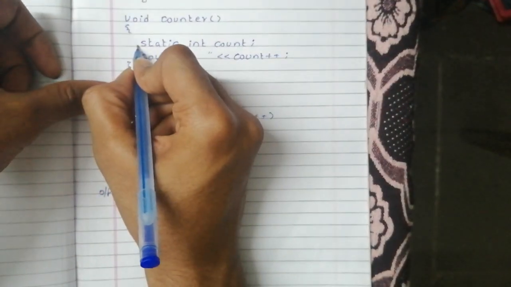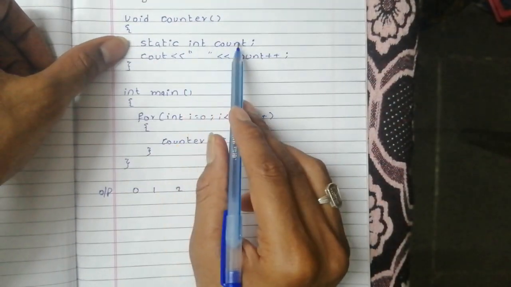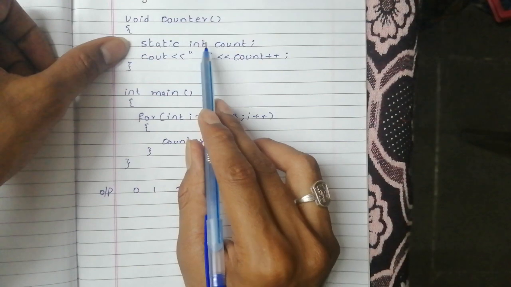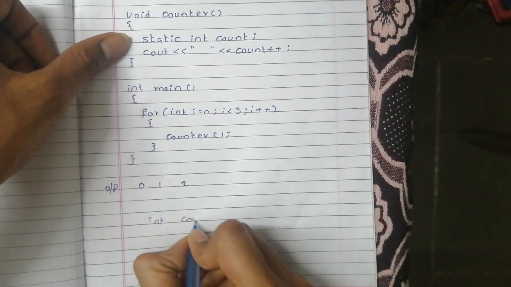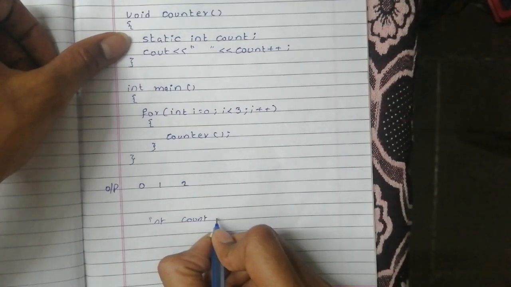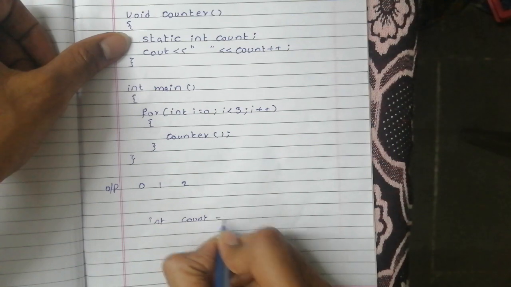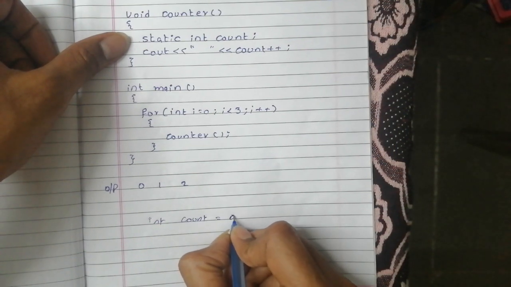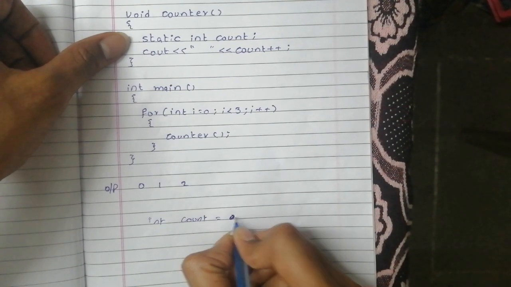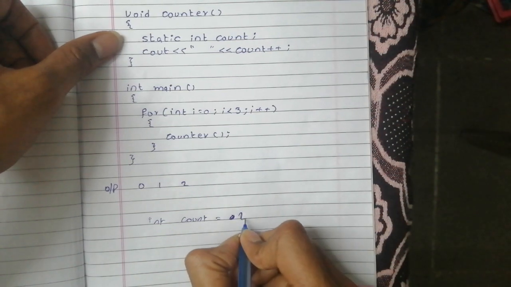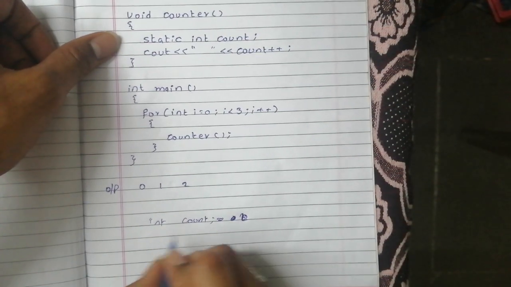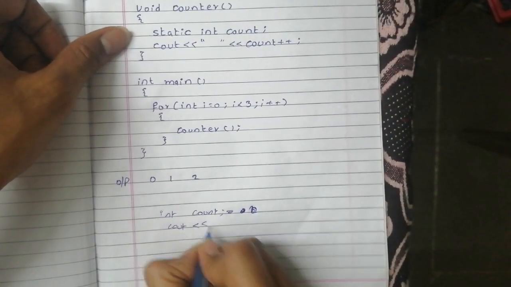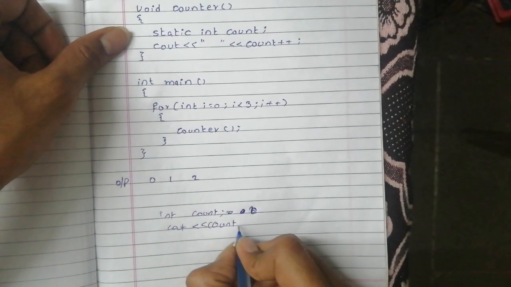So let us see what the output will be if we don't put static. Here we put just int count. We have not assigned anything to the variable count. If you put 0, it will be 0; if you put 1, it will be 1; if you put 2, it will be 2. If you don't put anything, it will give us a garbage value. If you don't initialize int count and you print cout count, it will give us a garbage value.